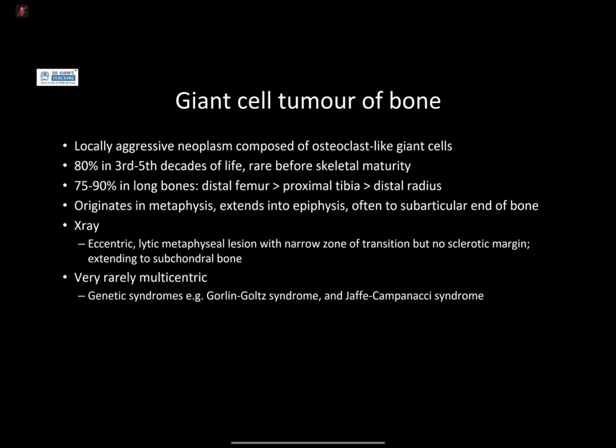75 to 90% occur in the long bones, predominantly in older people, so 30 to 50, and they originate in the metaphysis and extend to the epiphysis and often abut the subarticular bone. They are generally eccentric, with no sclerotic margin, and have a narrow zone of transition, though I find using zone of transition a little bit confusing.